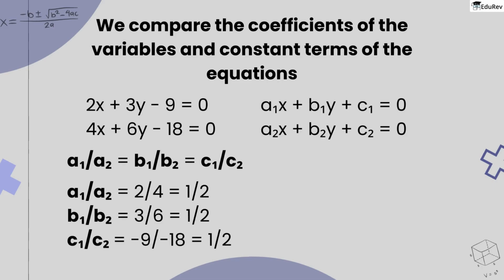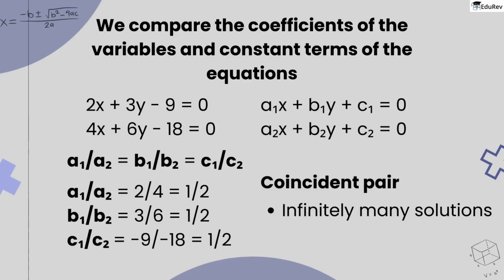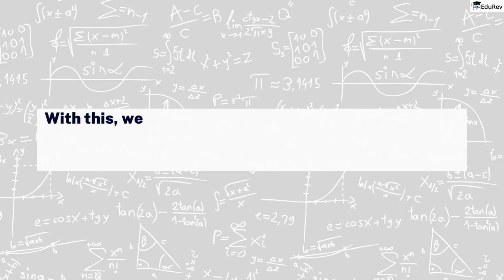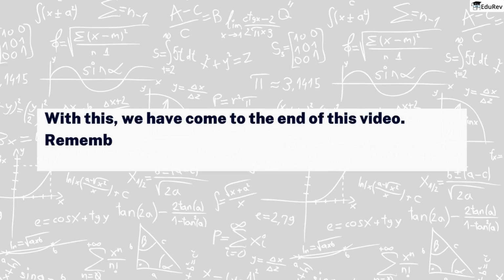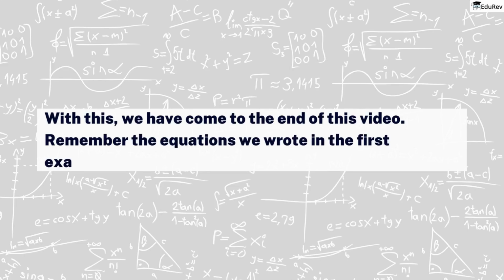This means the lines of the equations are coincident and they have infinitely many solutions. We conclude that they are dependent. With this, we have come to the end of this video.